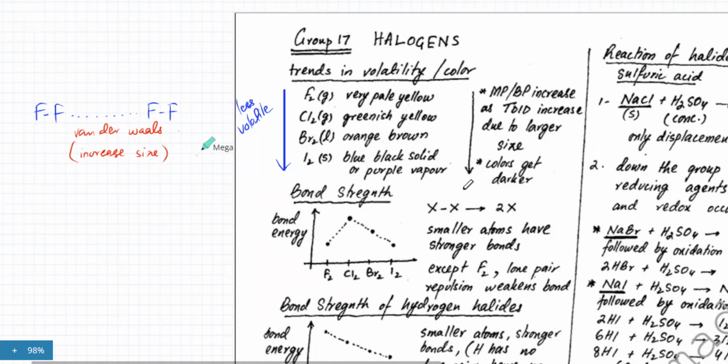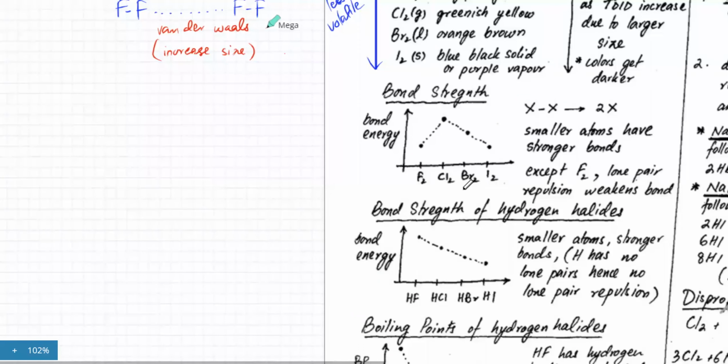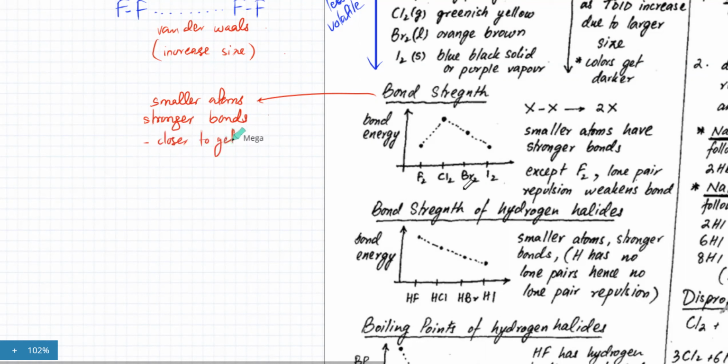Okay, after this, you've got bond strength. Remember about bond strength, we have studied that whenever you have smaller atoms, they make stronger bonds. There are lots of reasons for that. One of them is that when you have a smaller atom, they are closer to each other. So obviously, when you are closer to something, the attraction is going to be stronger. Like if you have two magnets, if they're very far apart, there's going to be weaker attraction. If they're really next to each other, there's going to be stronger attraction.